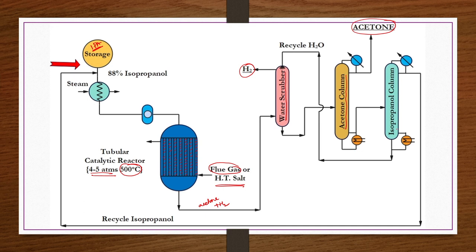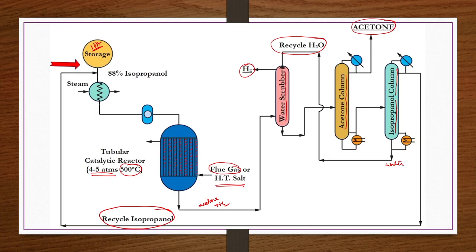So they will be taken to the isopropanol column, right. Here the temperature, pressure conditions again are maintained in such a way that most of the isopropanol which is present in the water solution would be collected as top product and then recycled back to the reactor as recycle isopropanol, okay. Whereas from the bottom you get the water, that water you can use as recycle water for the water scrubber purpose. So this is the process if you are doing the direct dehydrogenation of isopropanol.